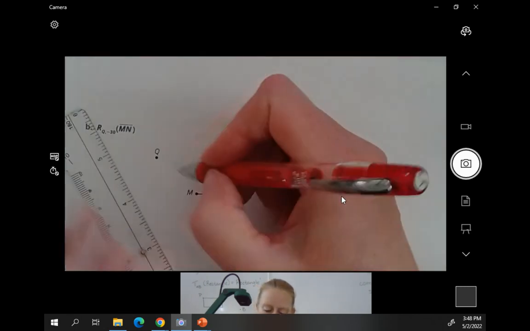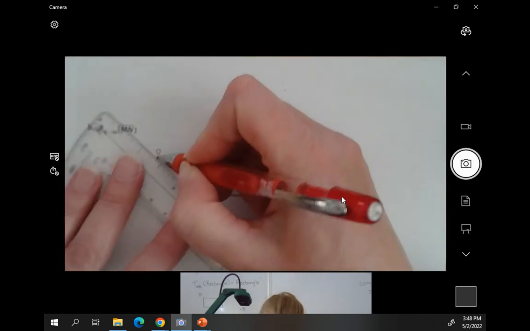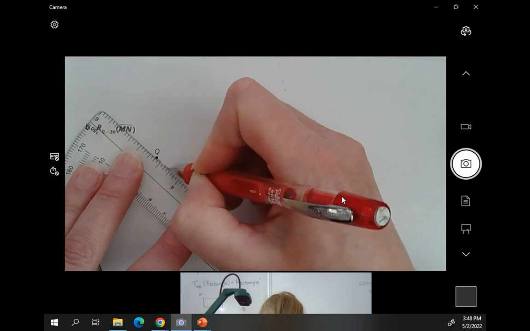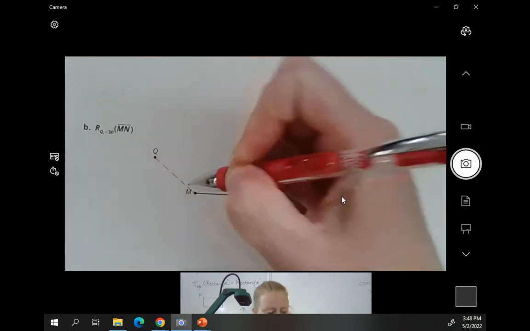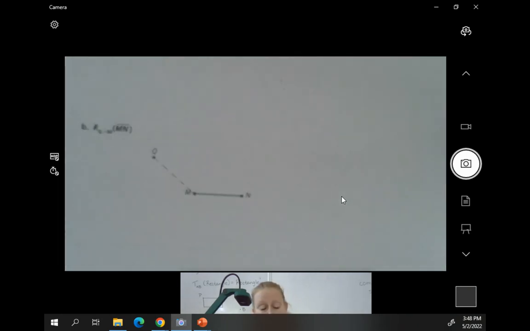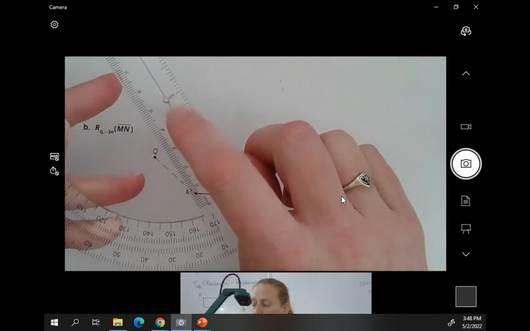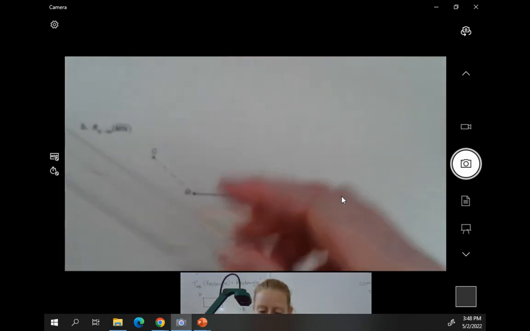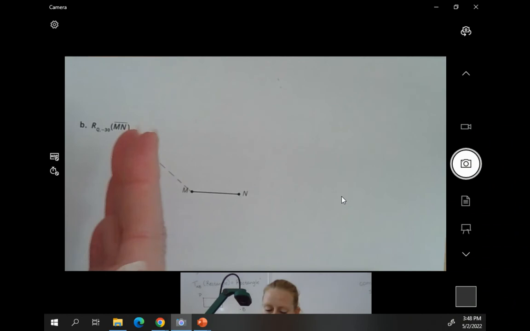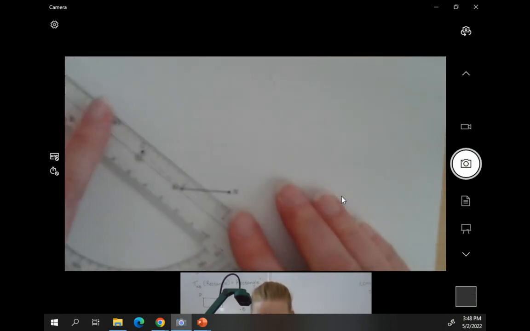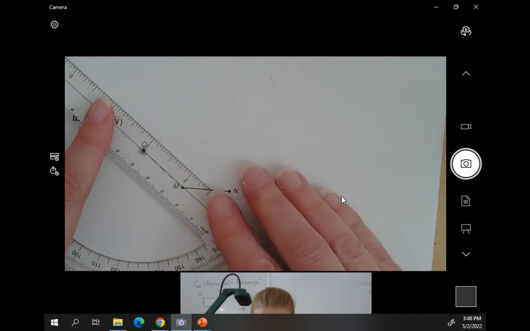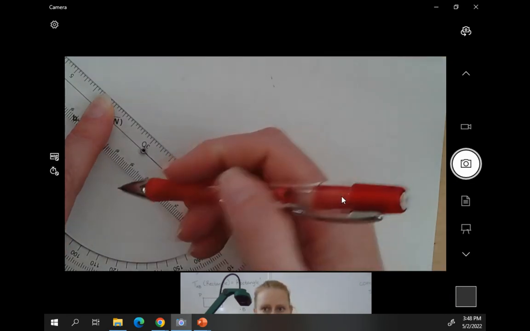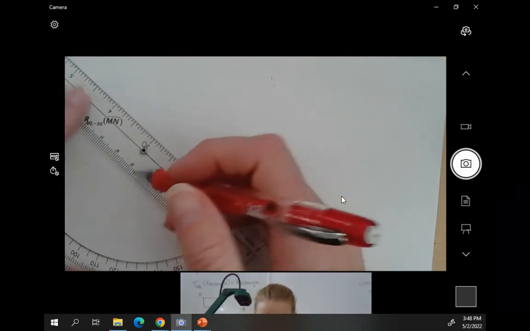So I'm going to rotate M first. I'm going to make a line from Q to M. And then I'm going to use my compass. The center goes over Q. Now this time I'm moving this way, which means it's still upside down. So I'm going to put the center of my compass over Q and line up the side with M. We're going a negative 30 degrees.